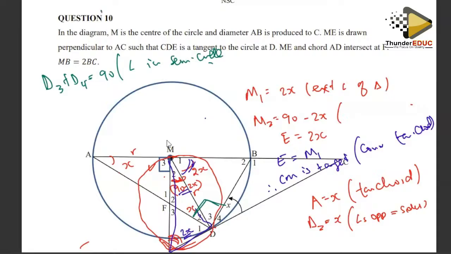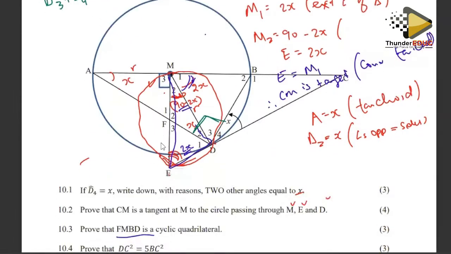Okay, remember our target is FMBD. So that's a 90. Then we also know that M1 plus M2 is a 90. Okay, so what does that mean?